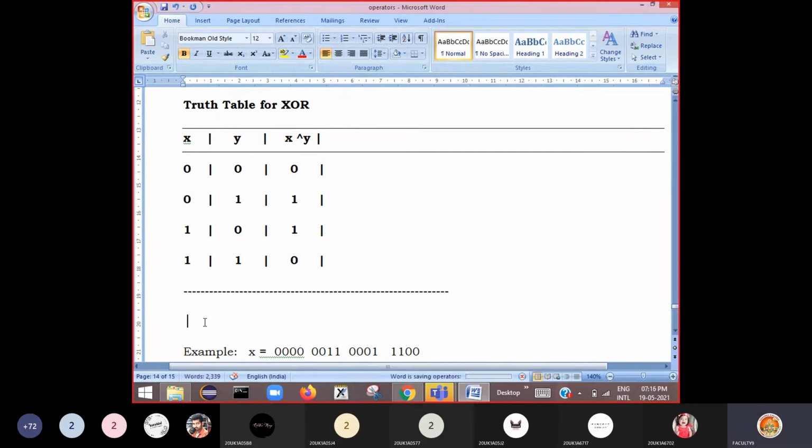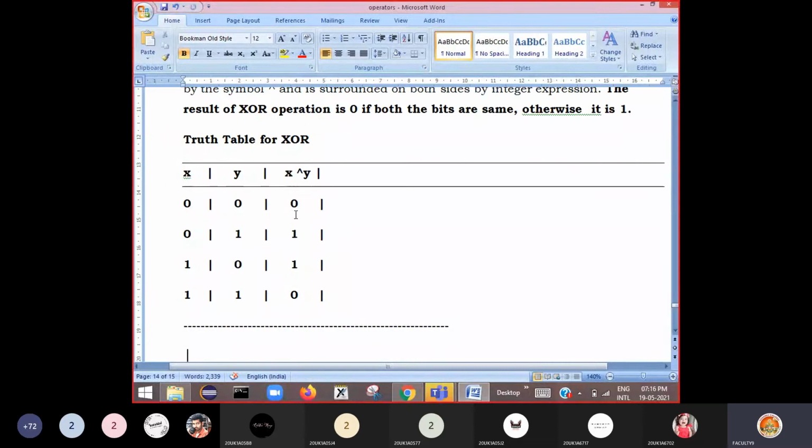Okay, so hope it is clear from the truth table of exclusive OR. If two bits are the same, then the result will be 0. For 0, 0, the result is 0. Even for 1, 1, the result will be 0. If this is extended to 3 input, 4 input, in second year you will come across this exclusive OR.